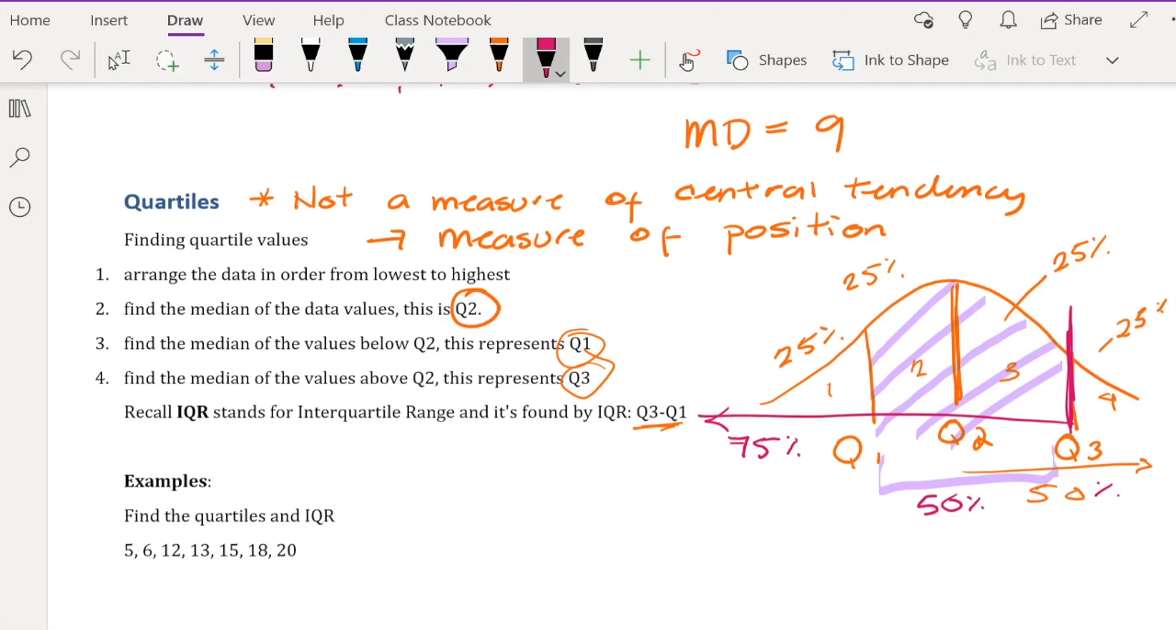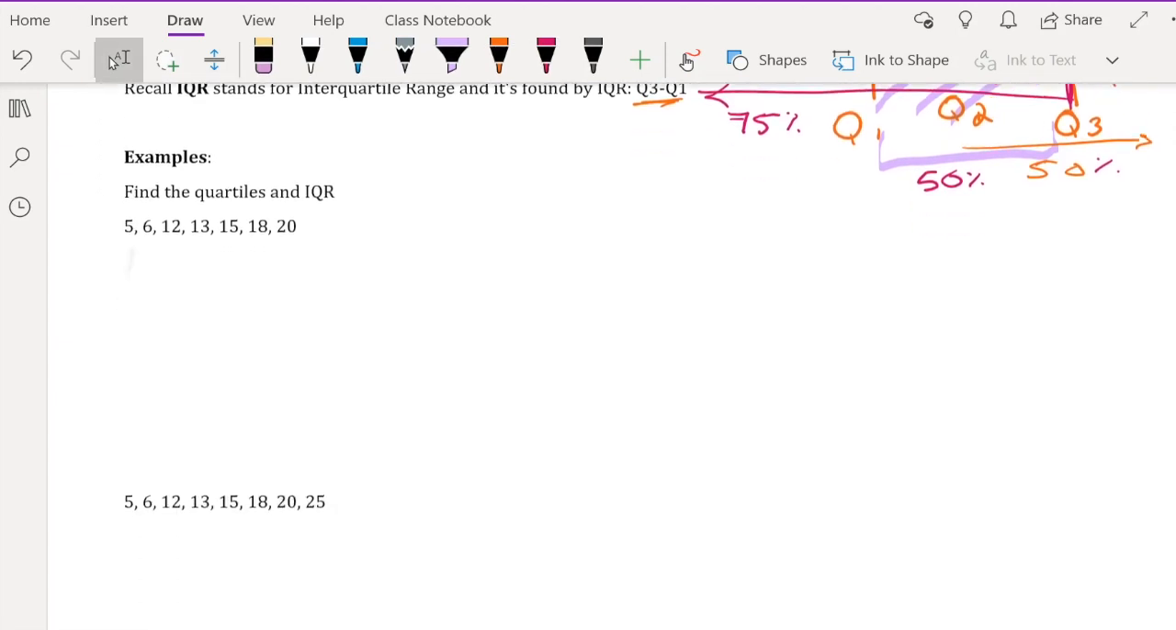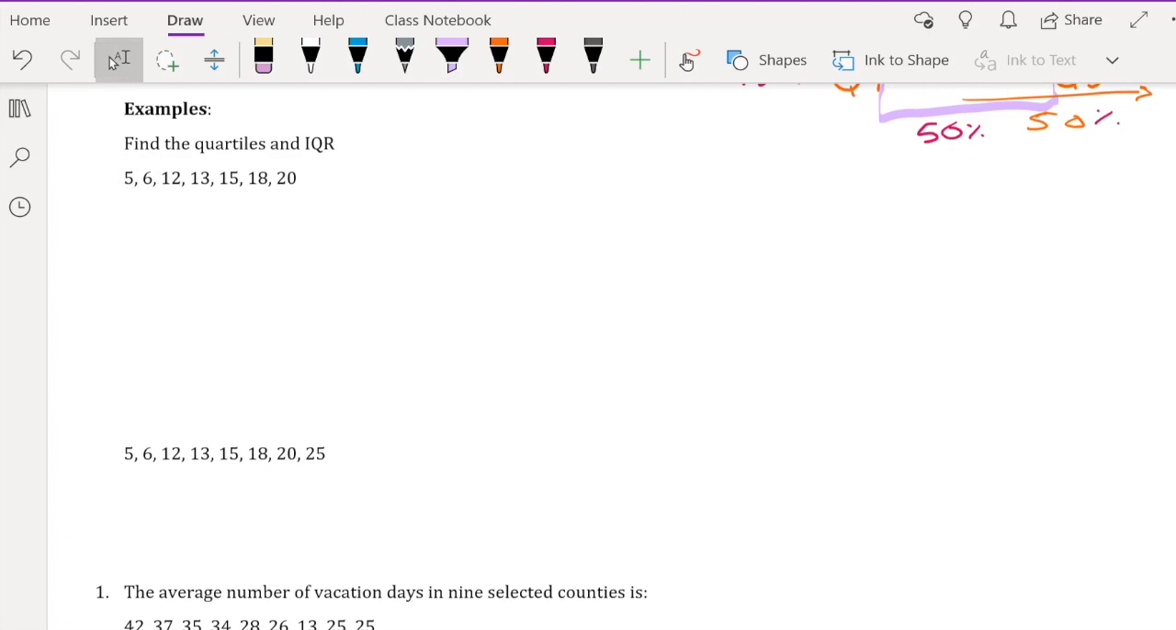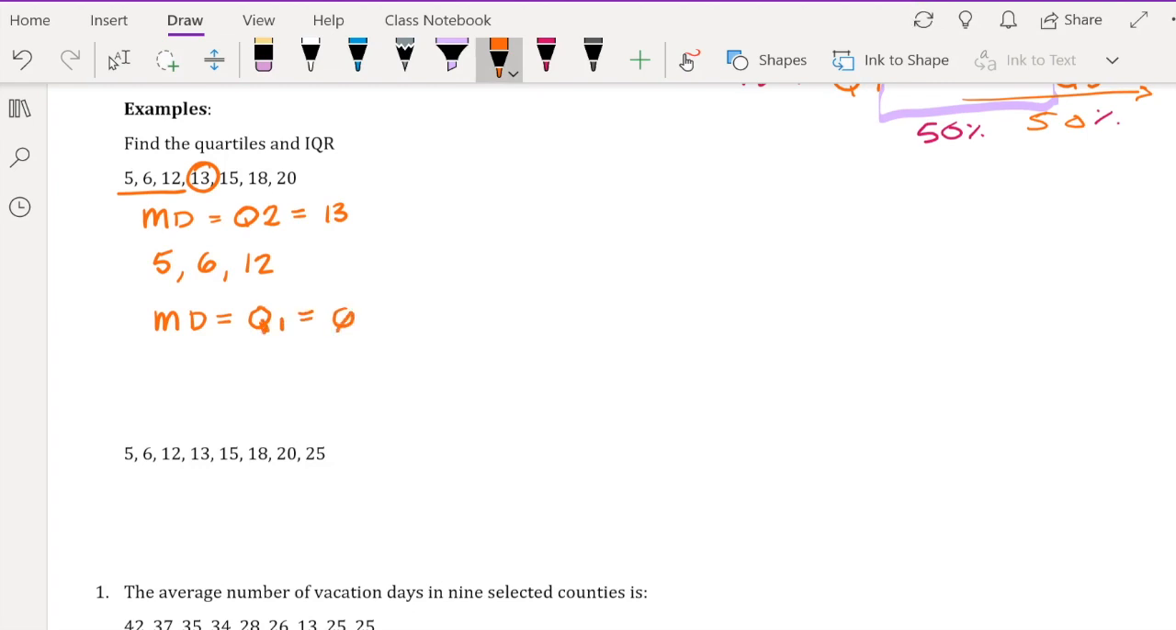So here we have our data set. The first thing we have to do is actually order that data set. In this case, we're pretty lucky because it's already been ordered. So what we have to do next is to find the median of the data set. And remember, the median is the same as the second quartile. And in this case, that would be 13. Next, I'm going to look at the data that's 5, 6, and 12. So this side. And then I'm going to find the median for that. The median for that is going to be Q1. It's supposed to be a Q. And that would be 6.